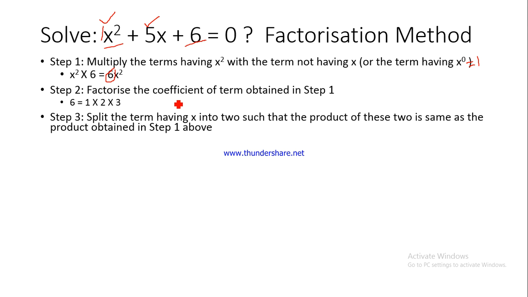Now let us find out what is the third step. The third step is that you have to split the term having x into 2 such that the product of these two is same as the product obtained in step 1 above.